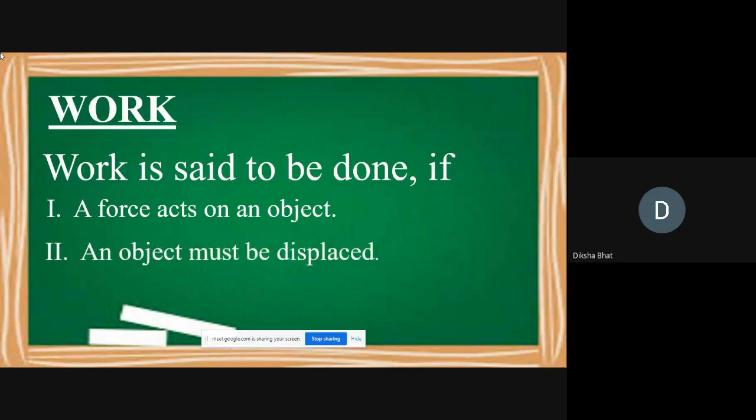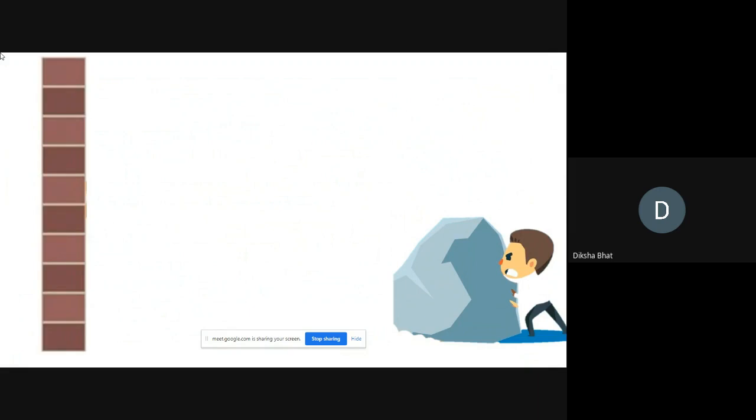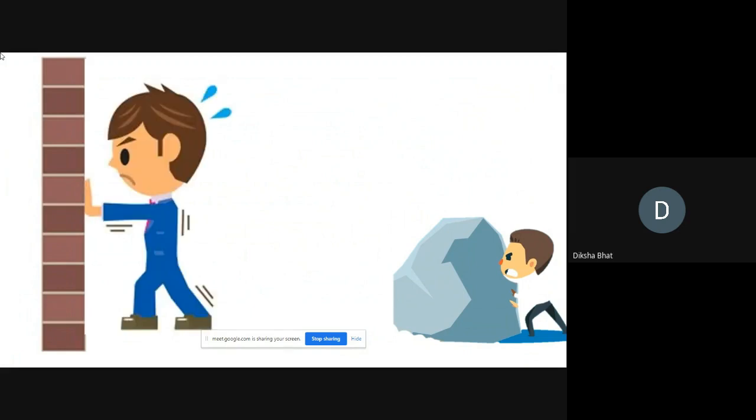Now look at this image. Here, a boy is trying to push a big rock. Is he applying force? Yes. Is the object, that is the rock which he is trying to push, being displaced? No. Now in the second case, a boy is trying to push a wall. So what did you observe about the position of the wall? It is stagnant, not moving.